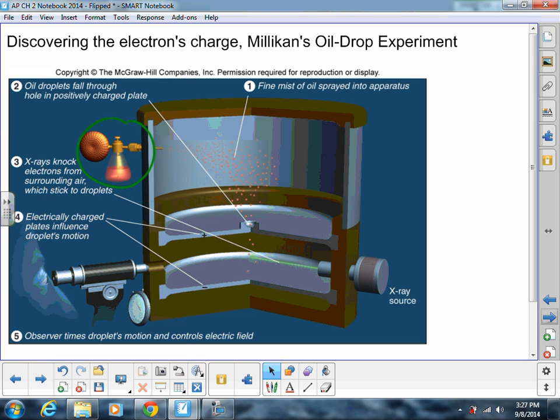And then five, the observer times the drop's motion and controls the electrostatic field. So in doing this, they could slow the descent of the drop with the electrical charge, and based upon the amount of electricity required in order to make that work, they could figure out what the charge was of the electrons. Okay, and that's why I had to observe it and make sure the droplets were sitting in place.